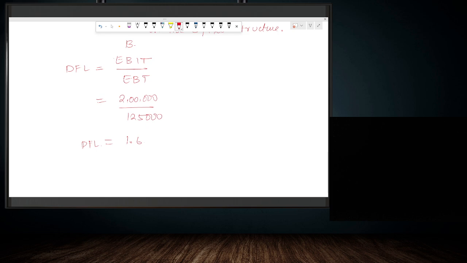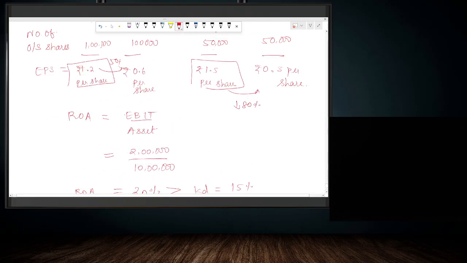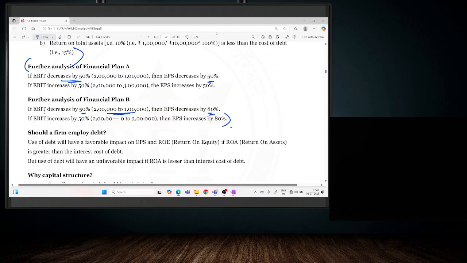For 1% decrease in EBIT, there is going to be a 1.6% decrease in EPS. Then for a 50% decrease in EBIT, how many percent decrease in EPS? 1.6 into 50, you are getting 80%. That 80% is nothing but this 80%. Did you understand how this came? Clear? Now why is it not happening in financial plan A?